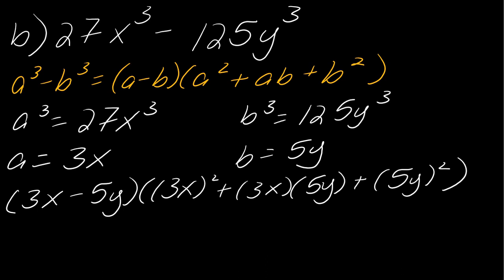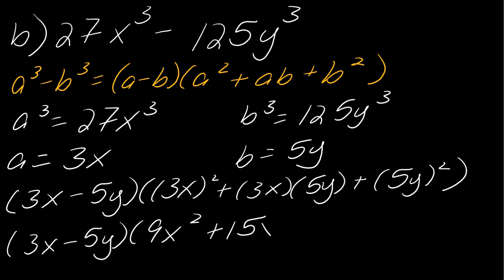Okay, I've just plugged everything into the formula, and now I'm going to finish it by multiplying and squaring things. So I'm going to have 3x minus 5y times 9x squared plus 15xy plus 25y squared. Okay, and that will be your final answer. So we're all good to go.